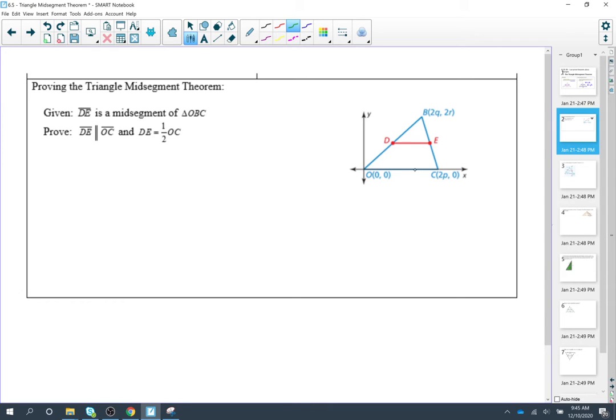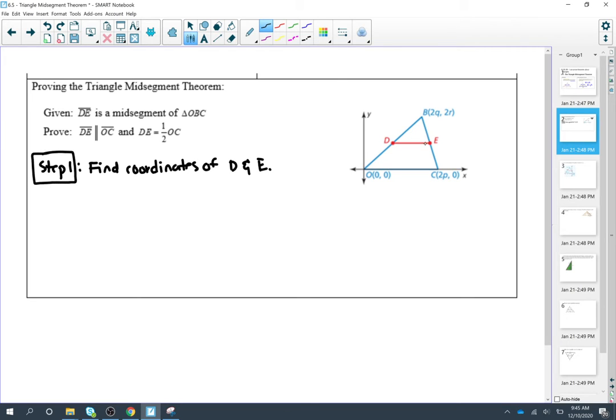Now, in order to do this, we are actually not going to do a 2-column proof. We're going to do a coordinate proof, which also looks a little bit like a paragraph proof, but it's just a coordinate proof. And the way these work is we're just going to step it out. And there's going to be 3 steps. So, step 1, we're going to find the coordinates of D and E.